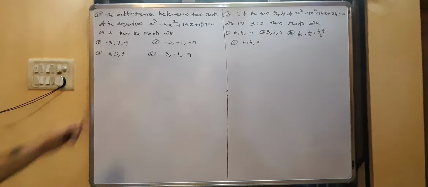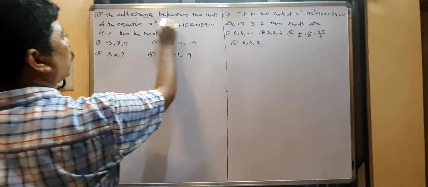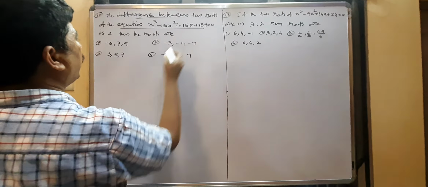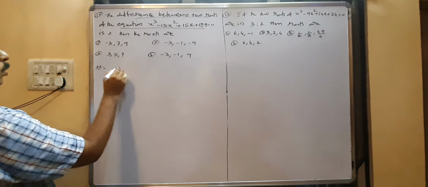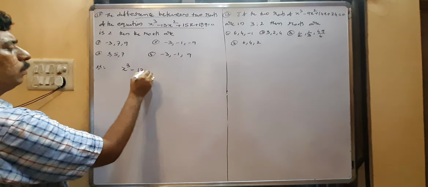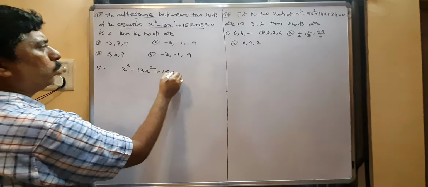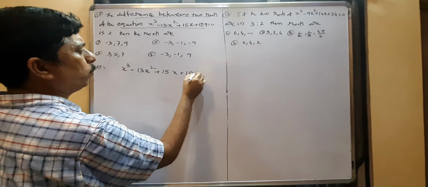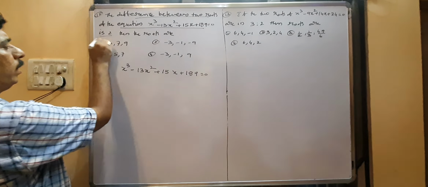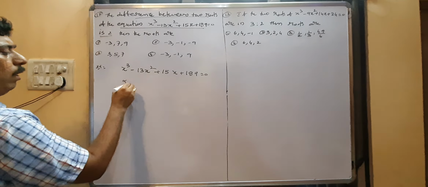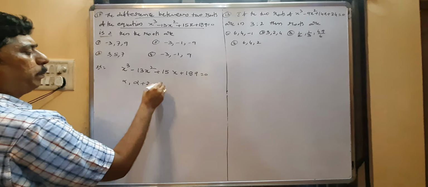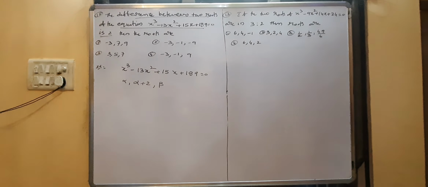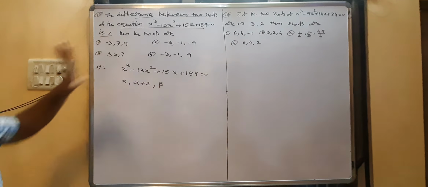Coming to the next question, the 12th one. The difference between two roots of the cubic equation is given. A cubic equation has 3 roots. The difference between two roots is given as 2. So one root is alpha, alpha plus 2, and beta is the third root. These are the 3 values in the given options.